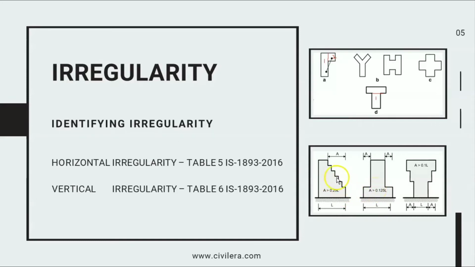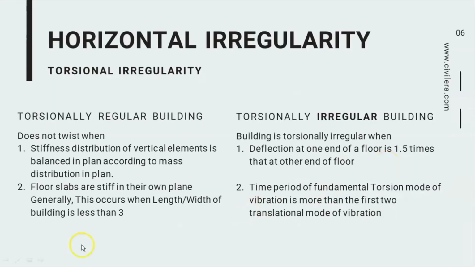Now when you have a lot of offsets, it may be practically not possible to introduce so many joints in your building. It's a cantilevering structure. At the lower level you have lesser dimension, and in the upper level you have larger dimension, so it may not be possible to separate these buildings into different parts.